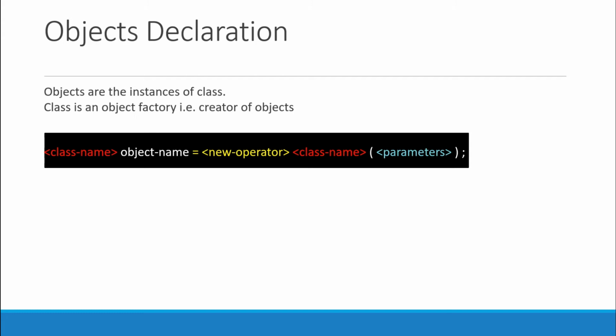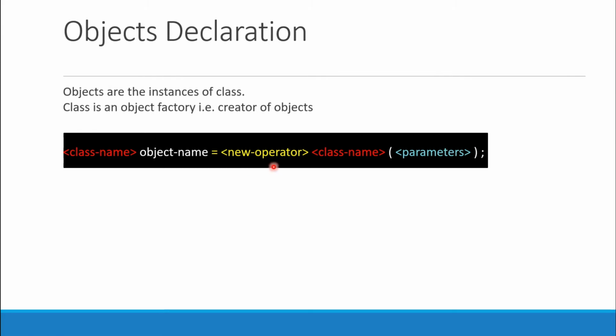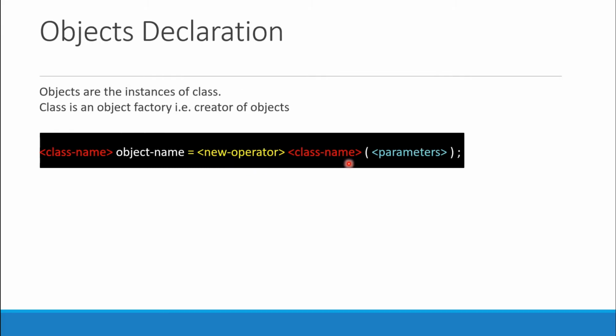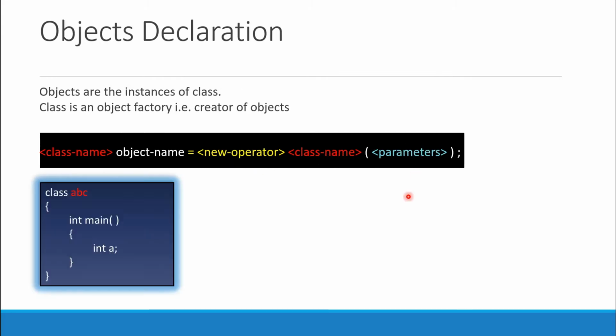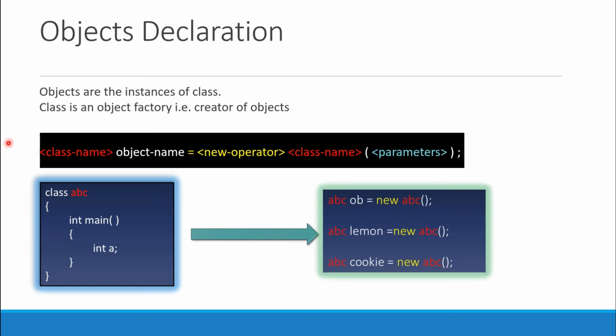A class name, then you go to the object name, then you have a new operator, then again the class name along with the parameters. Suppose you have a class ABC, a main function in it. Then you can declare an object with the class name first, that is ABC first. Then you can write the name of the object, anything you want. It should be a valid Java identifier. Then you need to write new. Then you need to write the class name again, followed by parentheses.